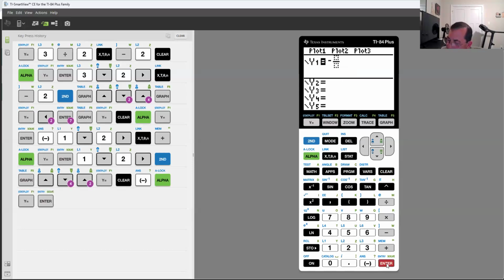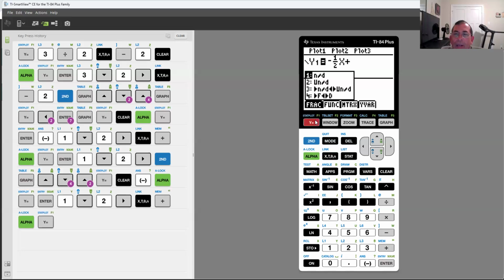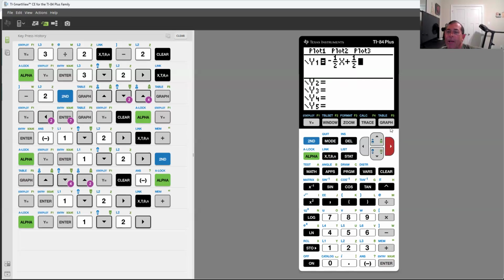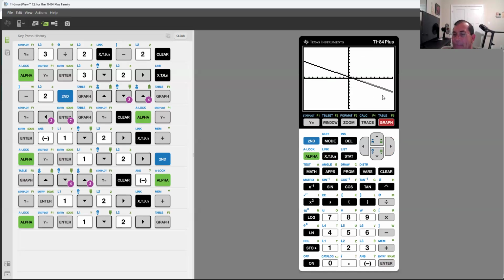So let me hit enter. What do we have? 1/2. So 1 on top, arrow down, put in my 2. Then my arrow right and put in my X. And then what was it? +1/2. So plus, and then alpha Y equals again for a fraction. And then that was a 1/2. Okay. So we got it all in now. If we want to see what the line is going to look like, we're going to hit enter. And it's a downhill line going to the right, okay?